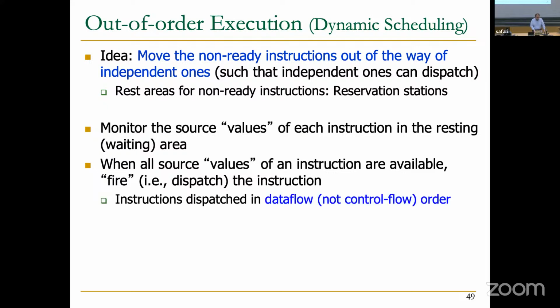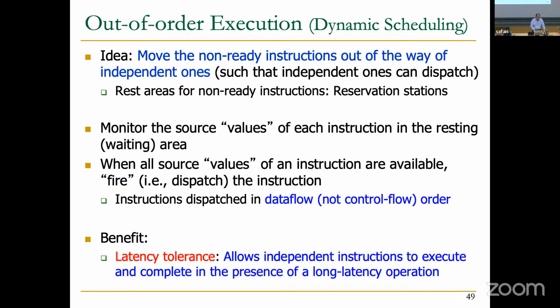So these instructions are dispatched in dataflow order, not in control flow order. And the benefit is that it provides a lot of latency tolerance. I mean, it provides a lot of parallelism, right? So whenever there is an instruction which can be executed and is independent, you just pick it up and execute it. And it can provide, for sure, latency tolerance. So you can hide the latency of your stalls by executing useful things.